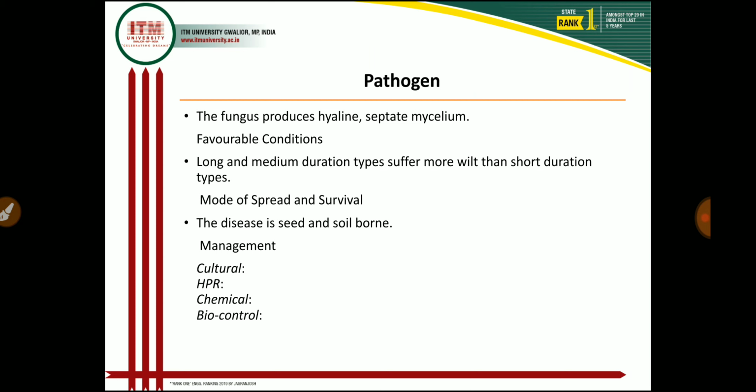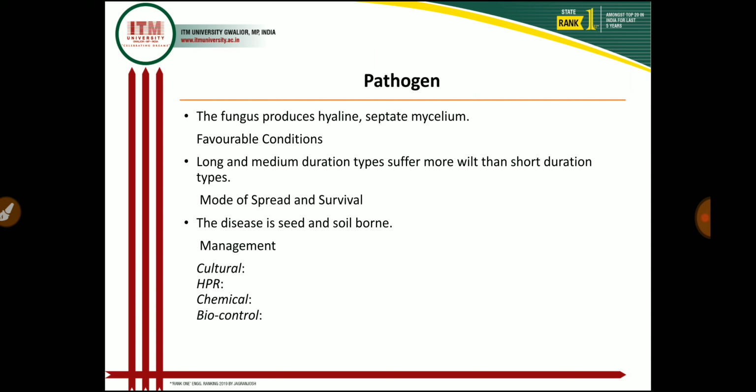Then in host plant resistance, if we grow resistant or tolerant varieties like Asha, Maruti, Durga, Mukta, Prabhat and Sarada Lakshmi, these are the resistant and tolerant varieties against the wilt disease of the pigeon pea. Then in chemical control measures, if we give seed treatment with thiram at the rate of 0.3% or carbendazim at the rate of 0.2%, then we control the disease. We also control the disease by giving biocontrol, in biocontrol.